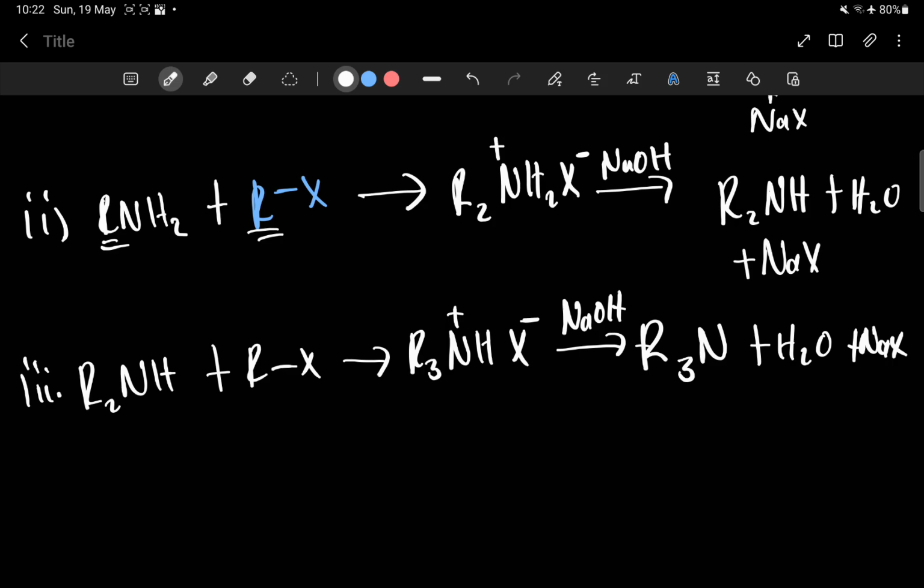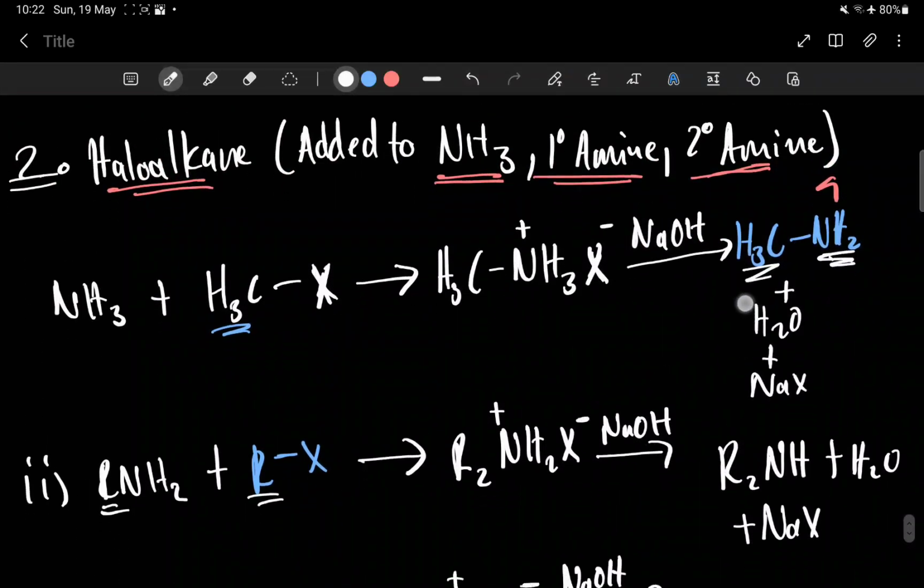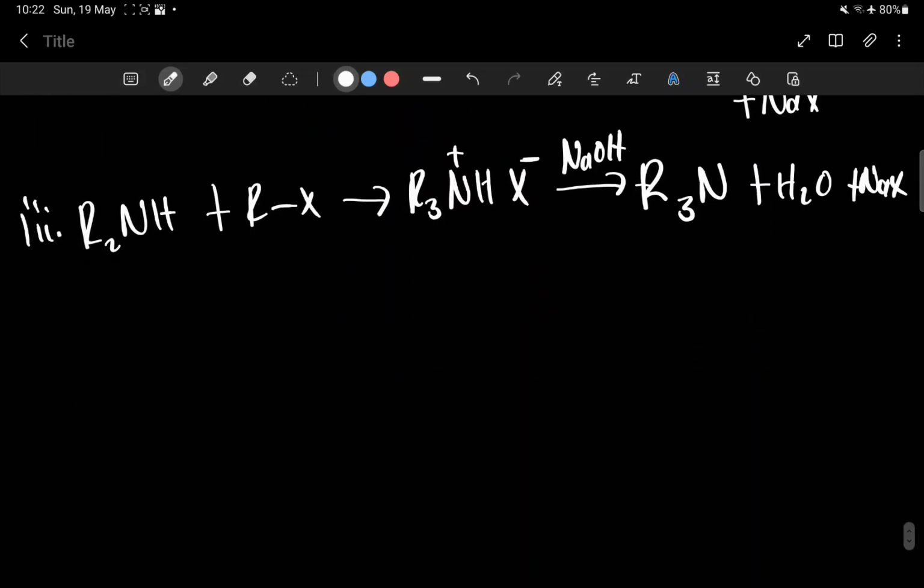This is what happens in the preparation of amines and you have all the things and you're done. These are the two methods of preparation. We'll see the reactions in the next video.